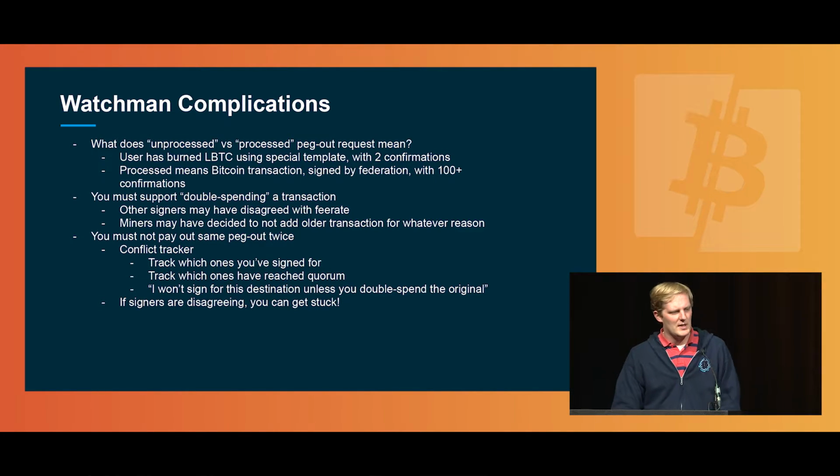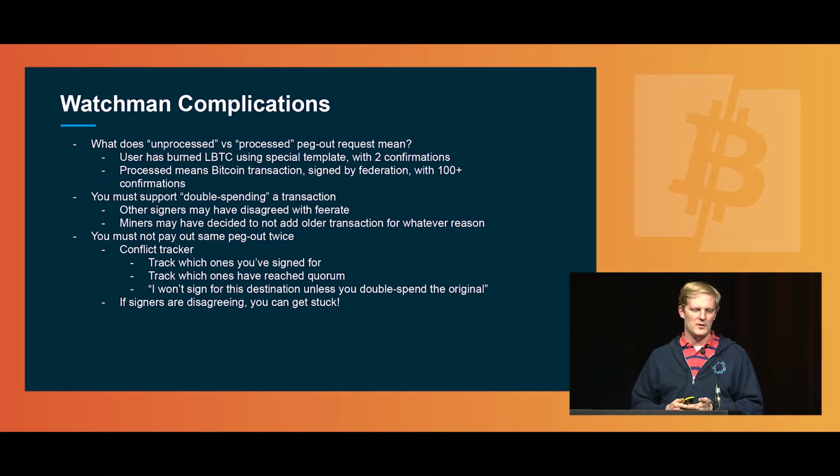Unprocessed versus processed means that to see a request, the user burns LBTC, Liquid Bitcoin, using a special template, and then there's 2 confirmations. Once it gets 2 confirmations, there's no reorgs possible to move it out of this sidechain history, and it has to be accomplished. If the Watchmen don't peg it out, it's money that you've stolen from these people, or whoever it is.